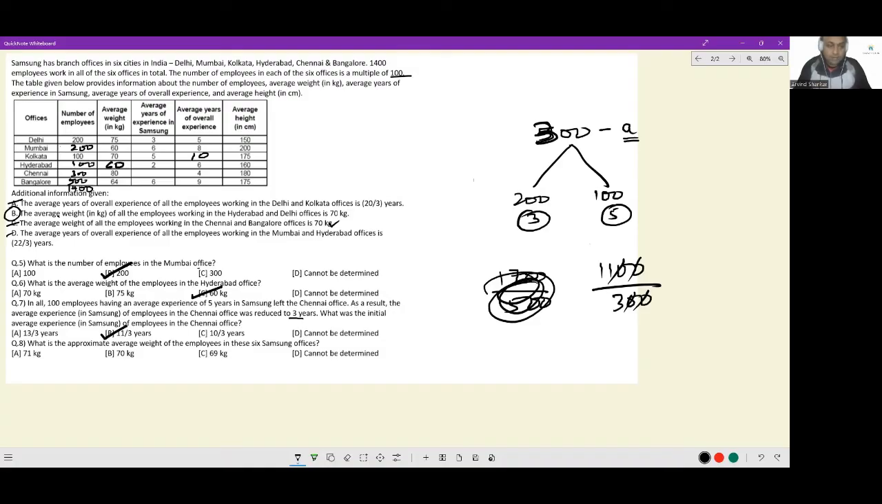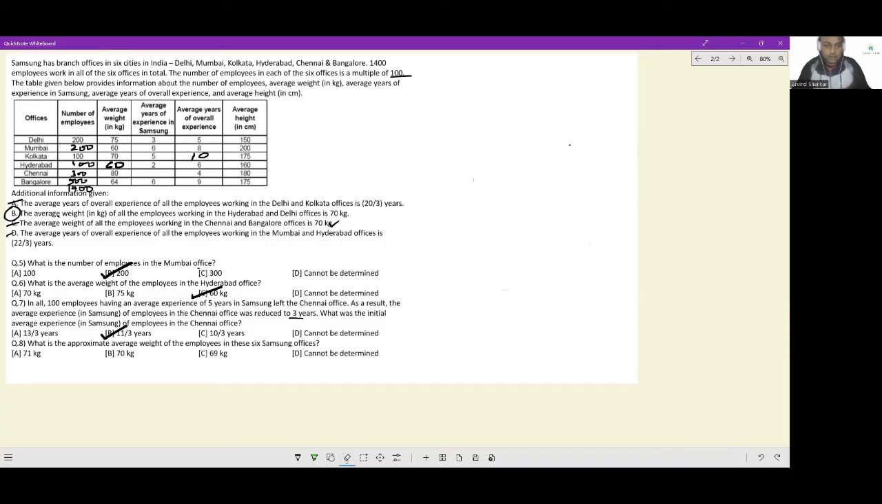Next, what is the approximate average weight of the employees in these 6 Samsung offices? Average approximate weight. Okay, we have 200 people with 75. We have 200 people with 60. 100 people with 70. 100 people with 60. 300 people with 80 and 500 people with 64.